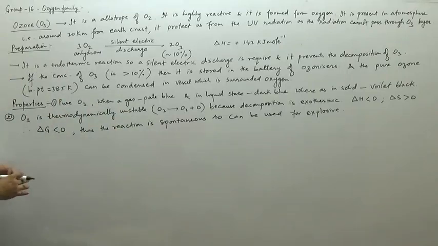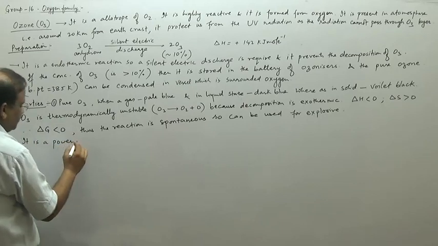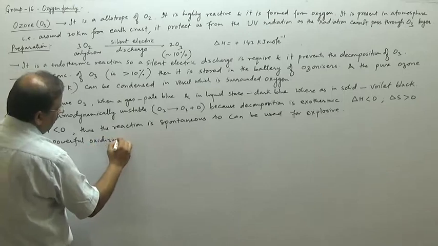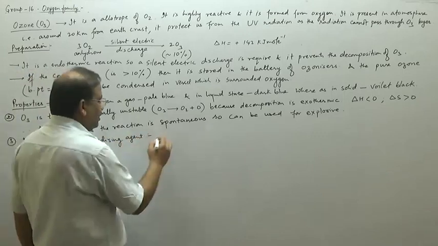So this is used as explosives. Now it is a powerful oxidizing agent. Ozone is a powerful oxidizing agent. We used to say that it is an oxidizing agent, because we write the reactions like this.